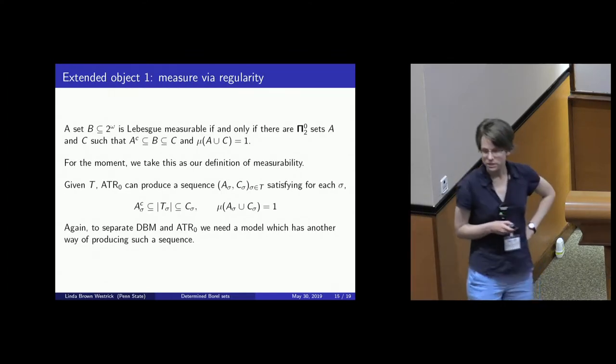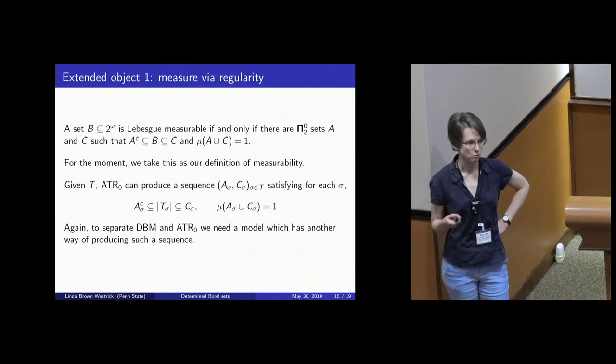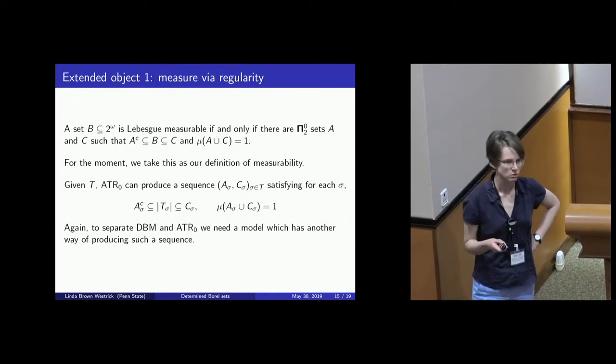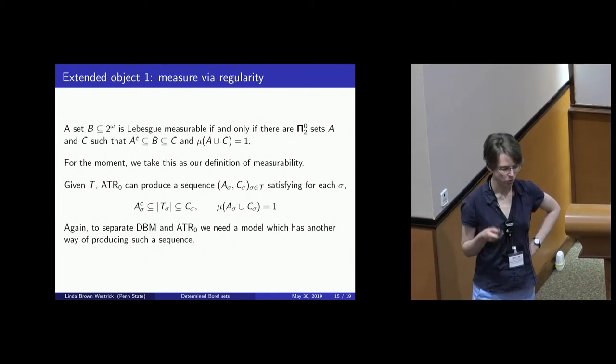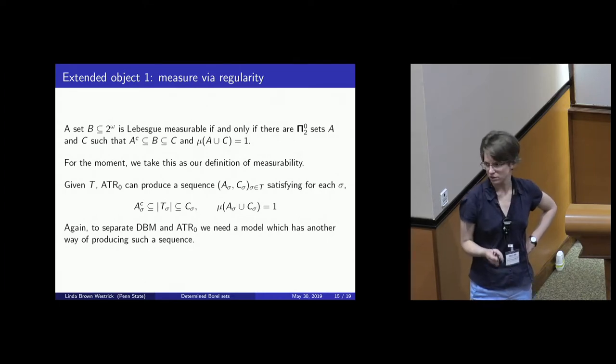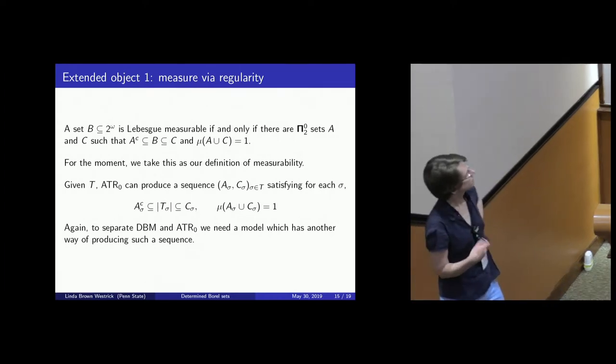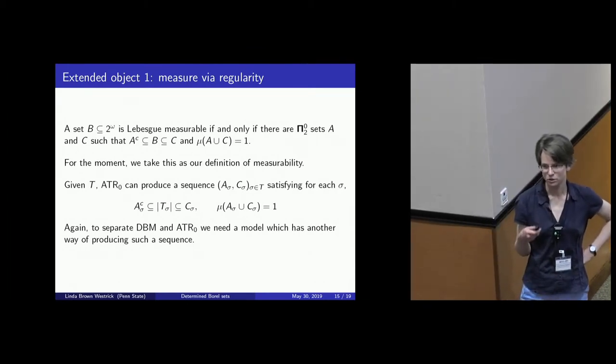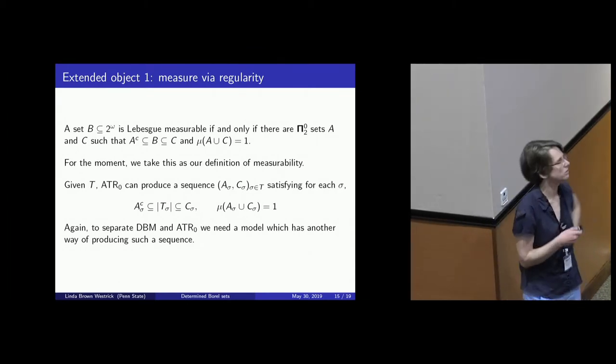Okay. All right, so let's take a look at a similar idea for measure. Unlike with the property of Baire, for me it's not immediately obvious how you should formalize "every Borel set is measurable." I mean, there are a couple of options, but let's start out with this one. We can define measurability for Borel sets using regularity.